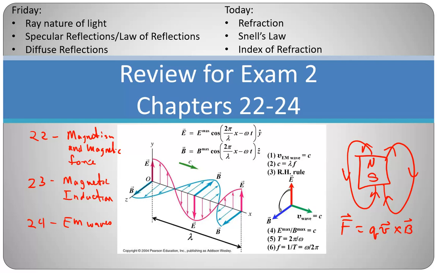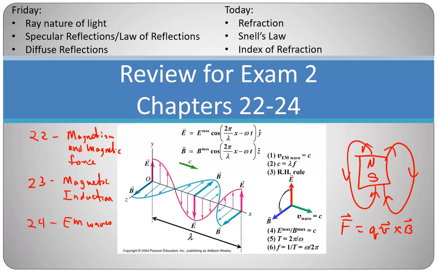You'll need to be able to calculate the magnetic field caused by a wire. That's just mu naught I over 2 pi r, an equation on the equation sheet. Or the magnetic field by a loop, mu naught I over 2r, another equation on the equation sheet. Or the magnetic field from a coil, mu naught I times the number of turns divided by the length of the solenoid.